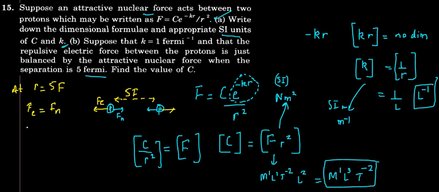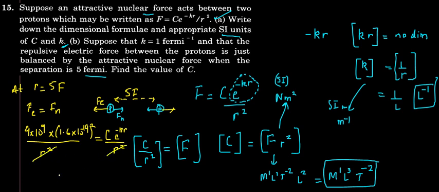And what is the electrostatic force? That is K, 9 into 10 to the power of 9, times the product of the charges of the two protons. The charge of a proton is 1.6 into 10 to the power of minus 19, same as that on an electron. You just square this number, divided by distance squared. This is your electrostatic force, and you equate it with the nuclear force given in the question, C times e to the power of minus kr divided by r square. This r square cancels.